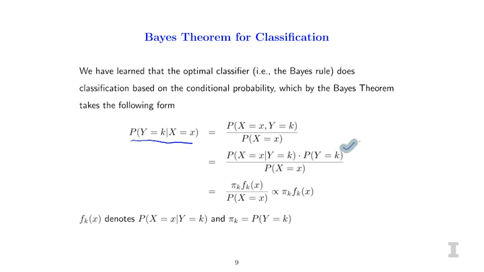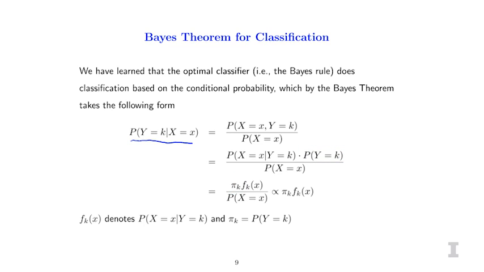And now you can see that I keep the denominator, the marginal of x, the same. Because you're going to find out, when we evaluate this conditional probability, we want to find out which k value will maximize this conditional. And that k has nothing to do with the denominator. So this is why we don't even need to evaluate the denominator, the marginal of x. Now let's use pi k to denote the marginal of y.